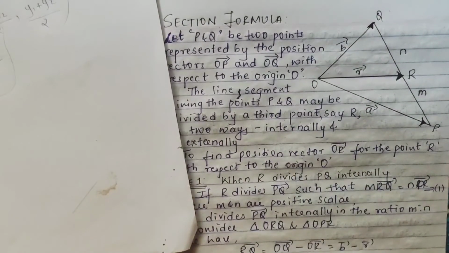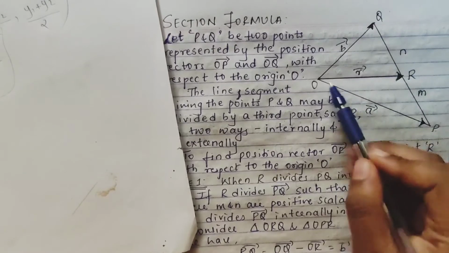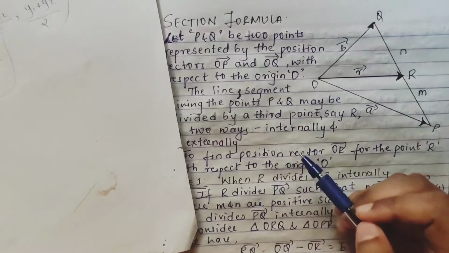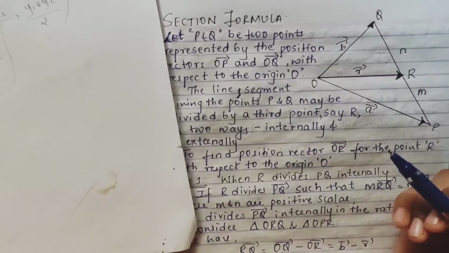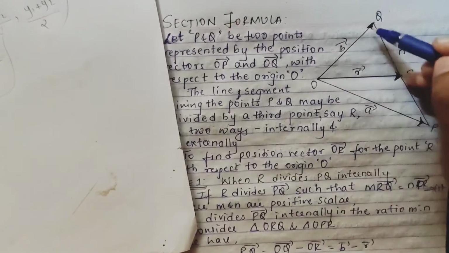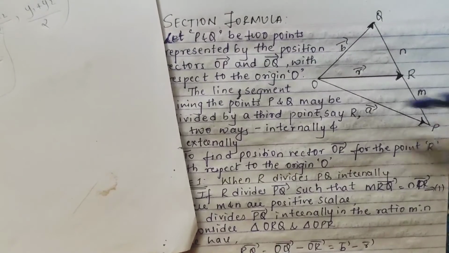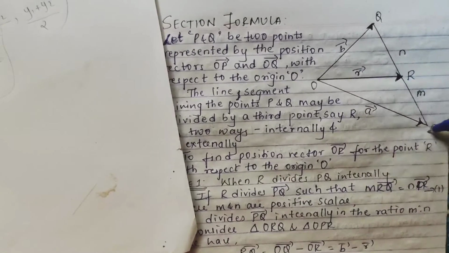Explanation written, I'll give you in the notes. You have to consider first this triangle, then this triangle, and according to the law of vector addition, your RQ vector will be OQ vector minus OR vector. Same, your PR vector will be OR vector minus OP vector.